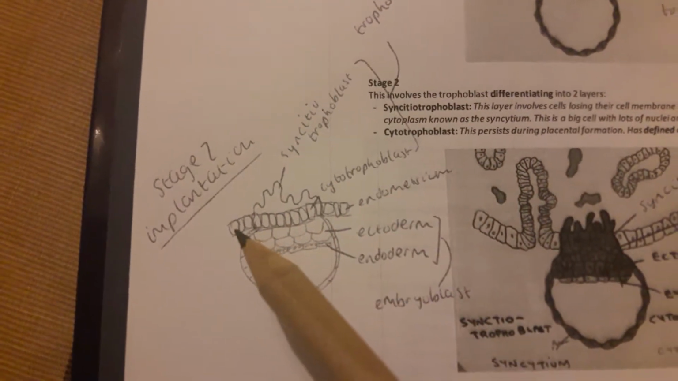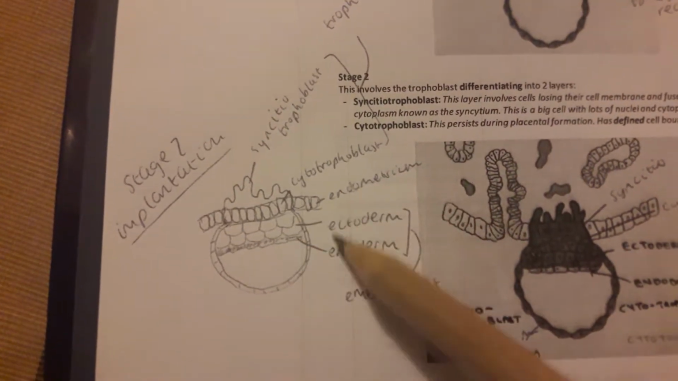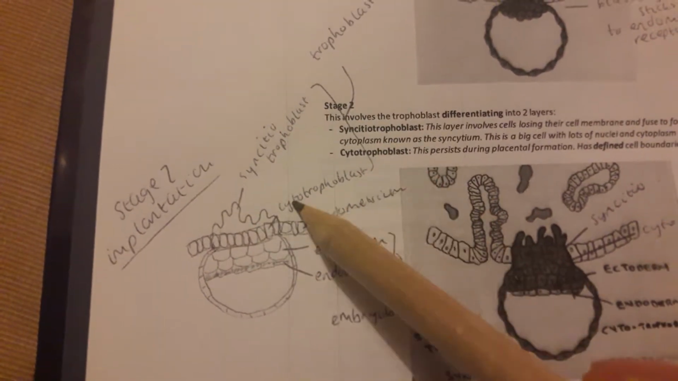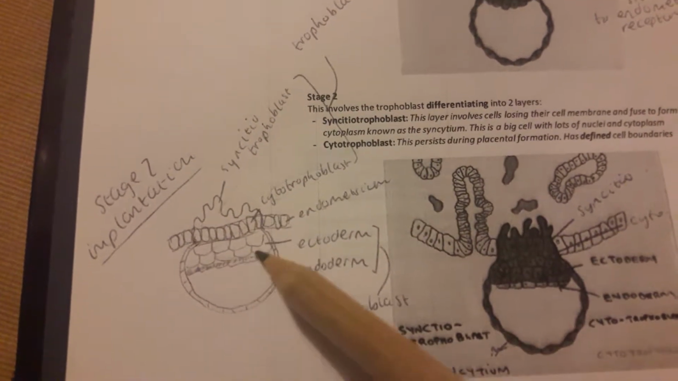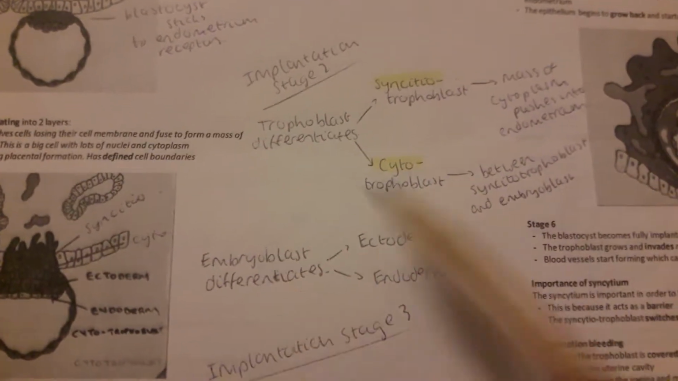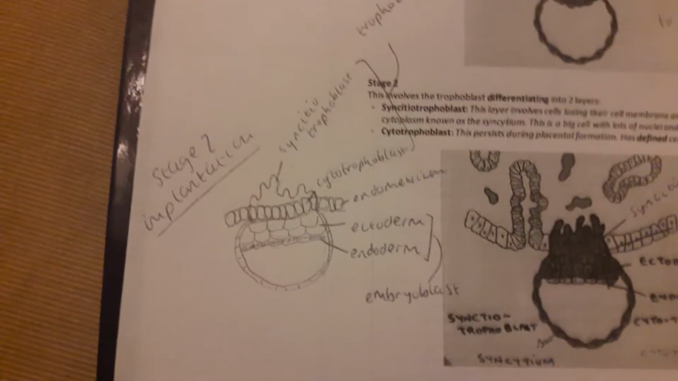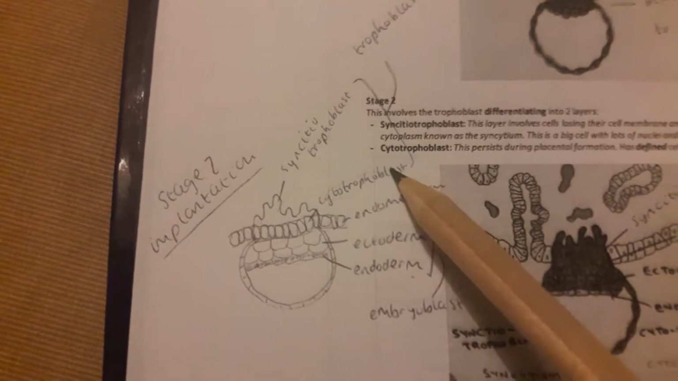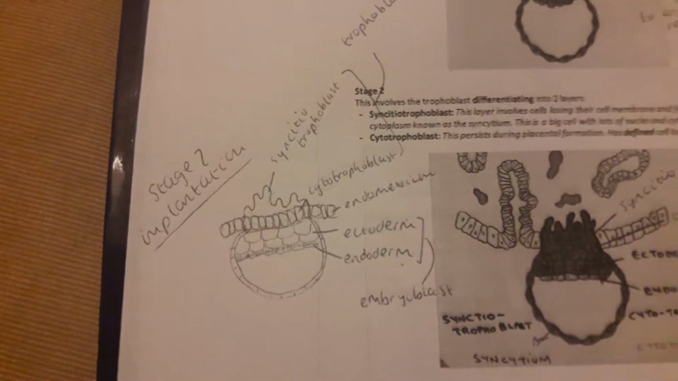You've got the uterine wall, the endometrium, sorry, and the trophoblast differentiated into the syncytiotrophoblast, which pushed in, and the cytotrophoblast, which lies between the syncytiotrophoblast and the embryoblast. I've also forgot to mention that the embryoblast also differentiates into the ectoderm and the endoderm. And you can see this here. So the embryoblast is differentiated into the ectoderm and endoderm, with the cytotrophoblast between the embryoblast and the syncytiotrophoblast.